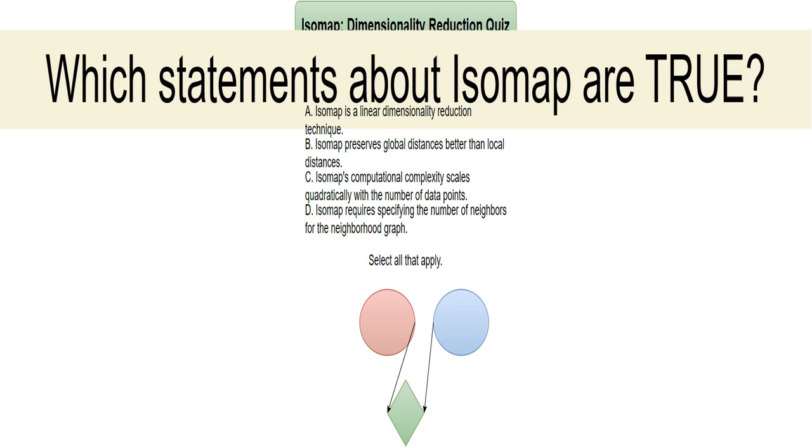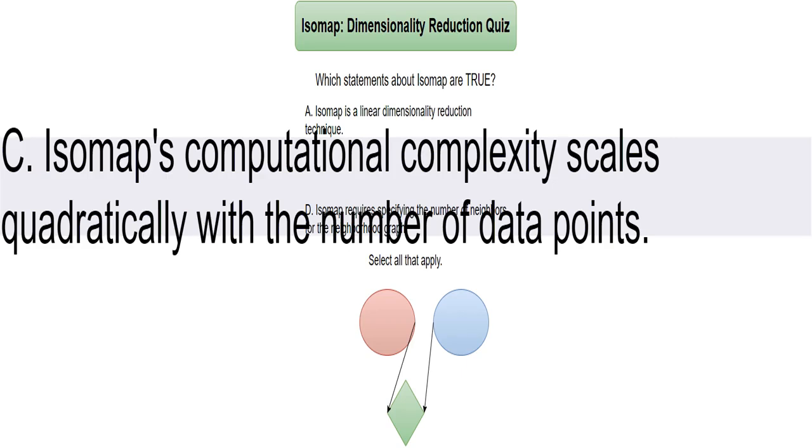You need to tell Isomap how to find its friends. To build its network of connections, Isomap needs to know how many data points to consider nearby for each point. You need to specify this using a parameter. That's similar to deciding how close two people need to be before considering them friends on social media.